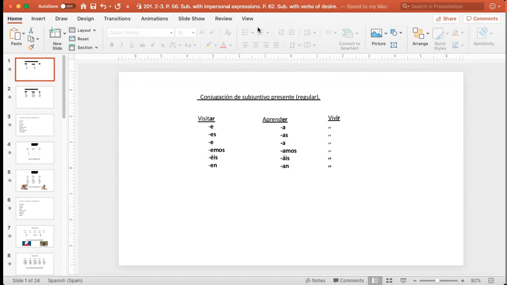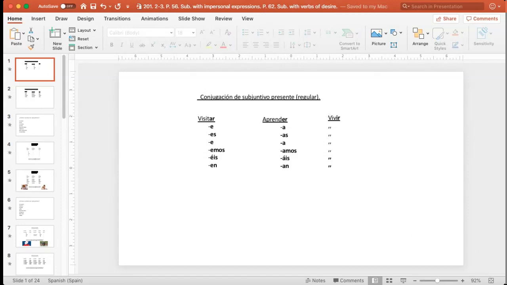Subjunctive with impersonal expressions and subjunctive with verbs of desire, okay? Verbs of desire are used when you want to say that you want somebody else to do something, or to have something. Impersonal expressions are used when you want to say something like, it's good that my sister studies more, or it's better, or it's desirable that my favorite team wins the game.